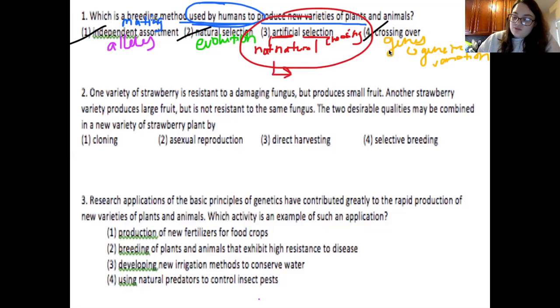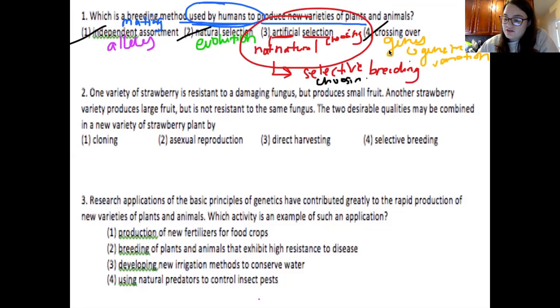Now, you may have already written it down, but another phrase we use for artificial selection is selective breeding. And once again, when we talk about selective breeding, we are talking about choosing a mate, or choosing which animals mate, rather. And that is directly used by humans to produce new varieties of plants. So the correct answer for number 1 is 3.